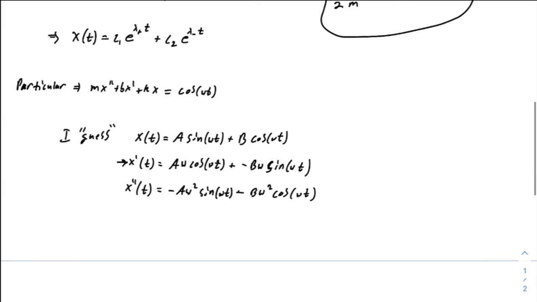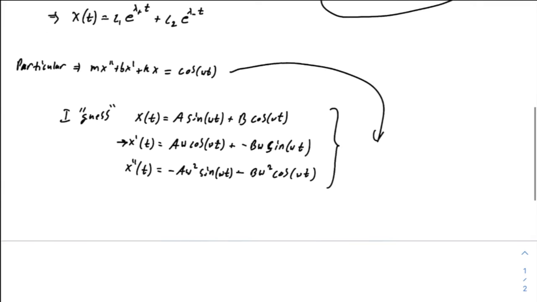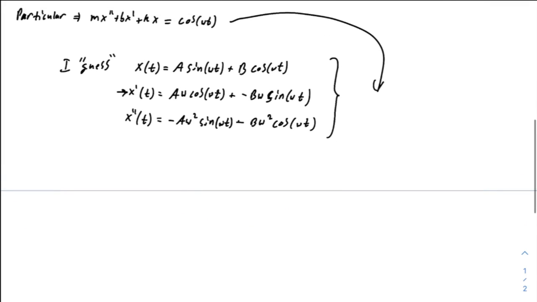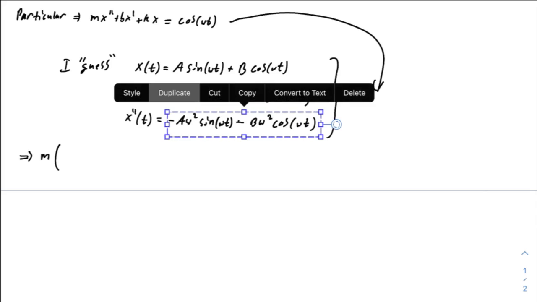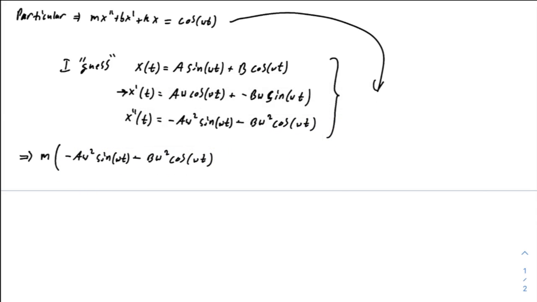So now I can plug all three of these back into this equation over here, and I can get m. This is going to be a lot to write, so I'm just going to cheat a little bit and copy and paste it.